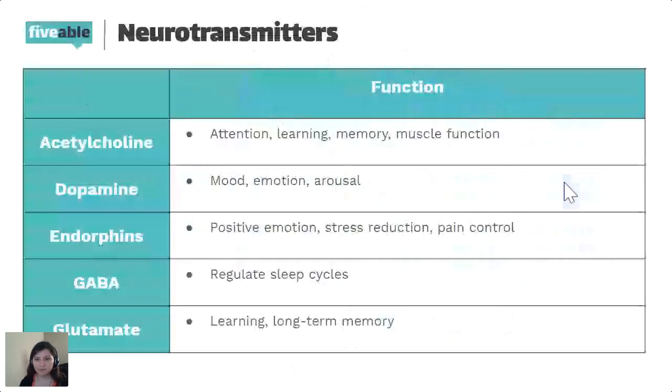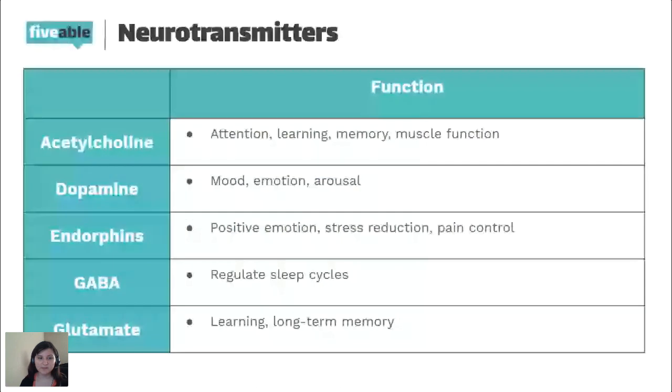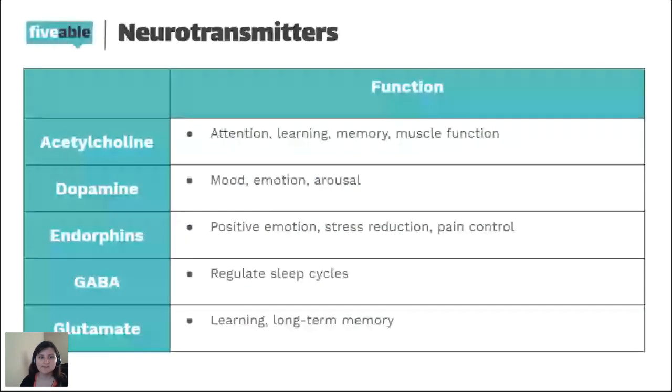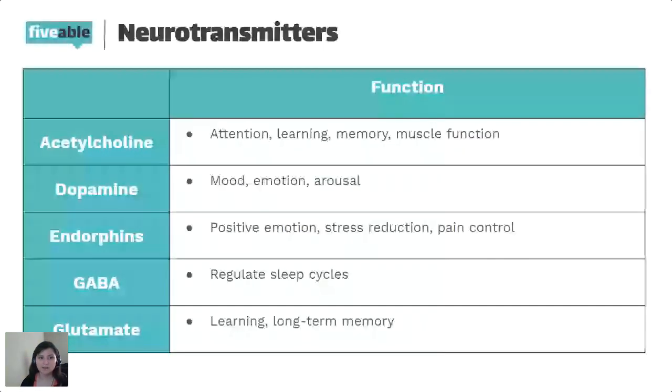So the neurotransmitters. The first neurotransmitter is often just referred to as ACH, is how you'll see it on the exam, but I have the long name written out. And it's great for attention, learning, memory, and muscle function. Next up, we have dopamine, which is great for mood, emotion, and arousal. And we'll get into how these tie into mental illnesses in a second here. Endorphins, which are positive emotions, stress reduction, and pain control.